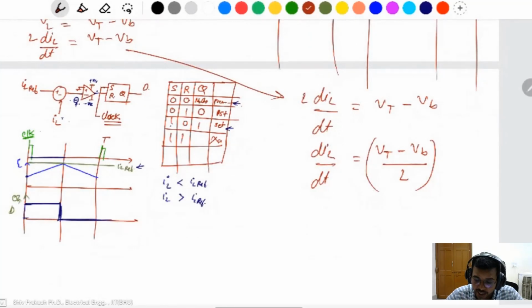Why decreasing? Because Vt is lesser than the Vb. It is the boost converter. Then output voltage is greater than the input voltage. Then this slope will be negative. Put the value.